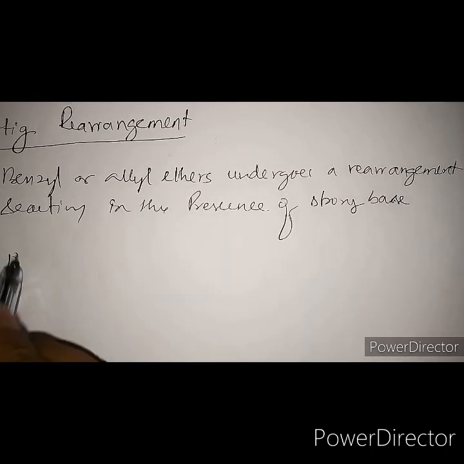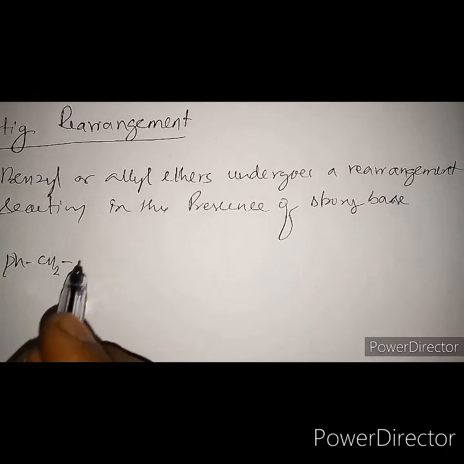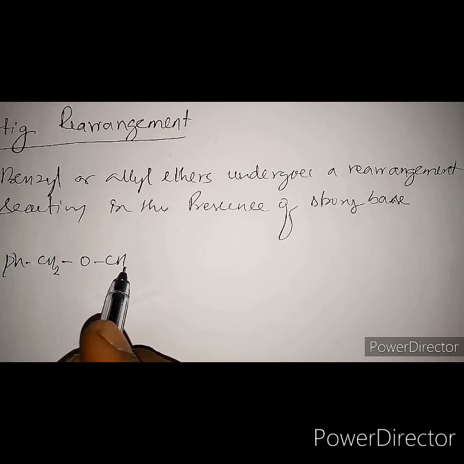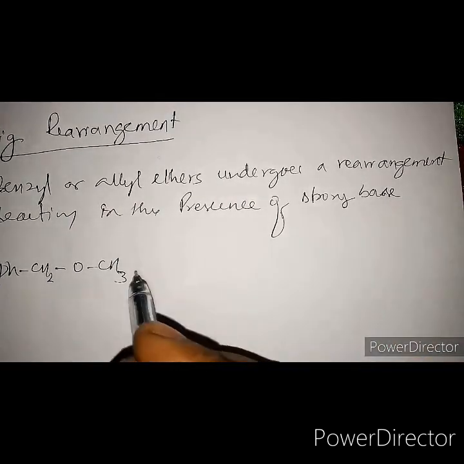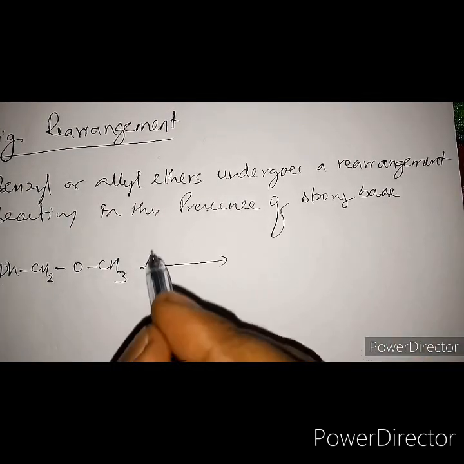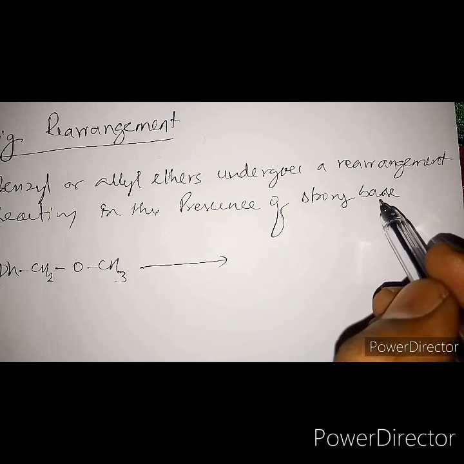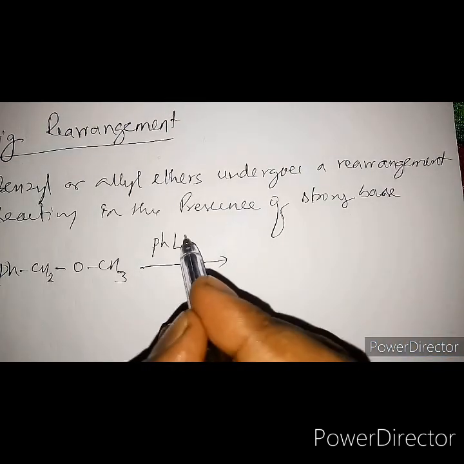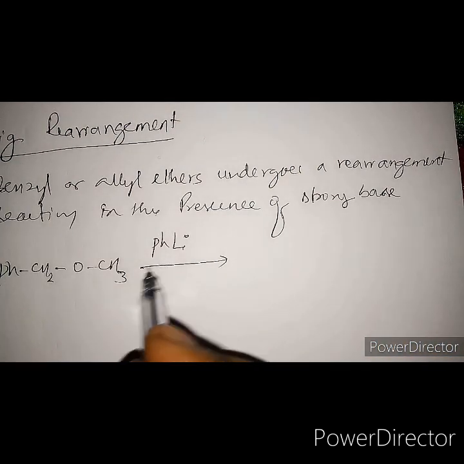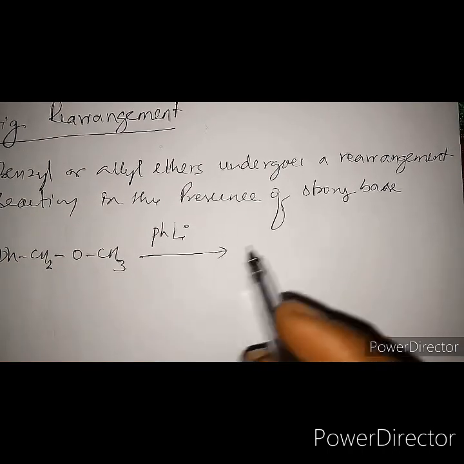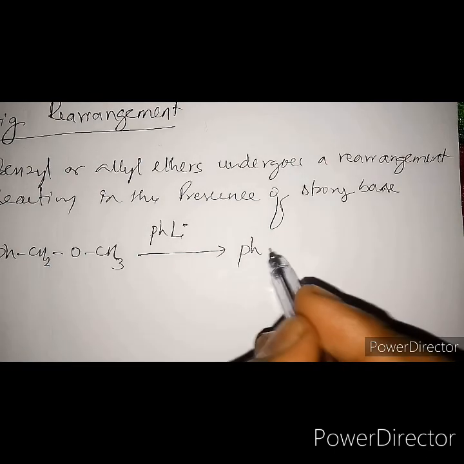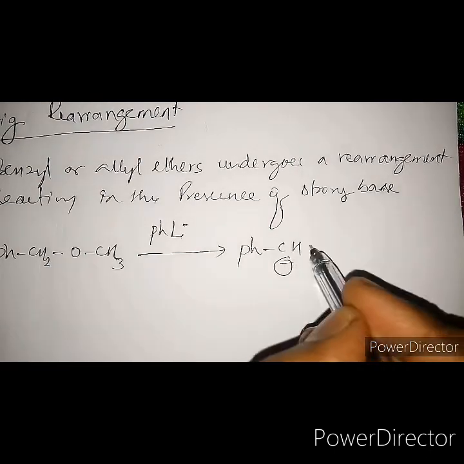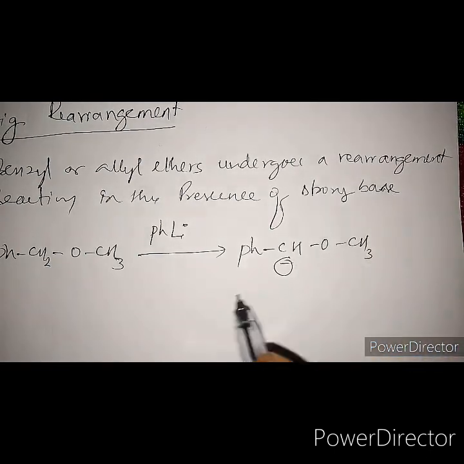So you can take PhCH2OCH3. So we need to use a strong base, such as alkyl lithium. We can use alkyl lithium, phenyl lithium, in order to abstract the proton from CH2. So it will abstract a proton from the CH2. We will get PhCH minus OCH3.